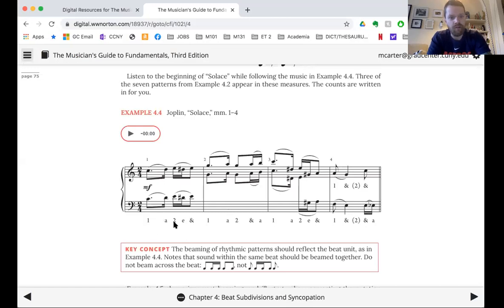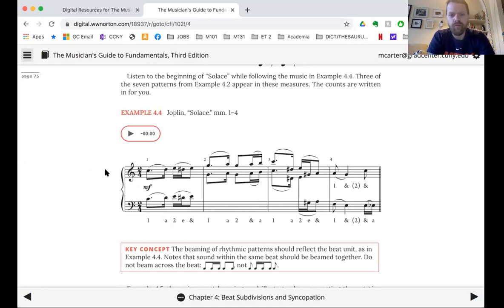One, 2, E, and then it is a little different in the second measure. We won't go through the whole thing, but that's how we deal with beat subdivisions. Okay.